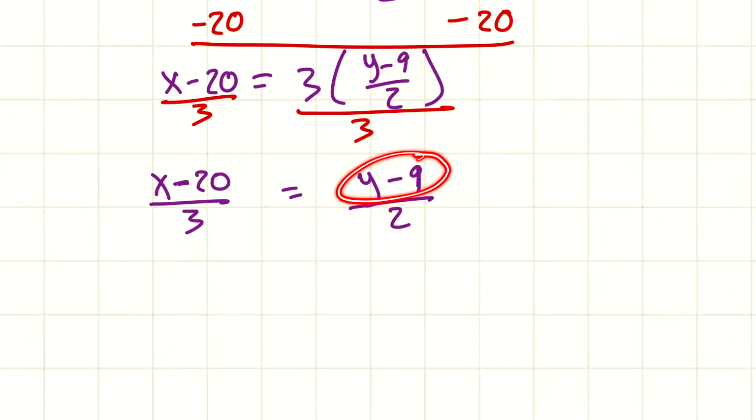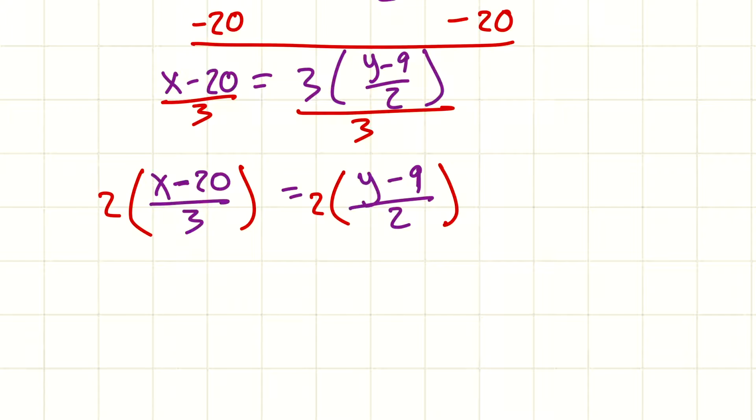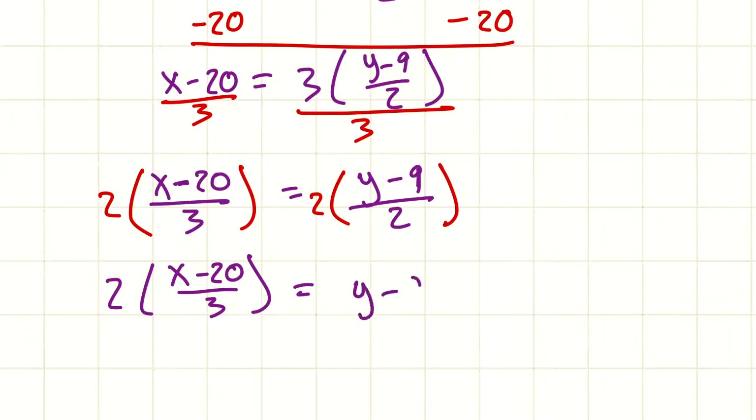The closest thing is what is being done last. So let's focus on this division by 2. The opposite of dividing by 2 is to multiply by 2. So let's multiply both sides by 2. We're going to be left with 2 times x minus 20 over 3 equals y minus 9.